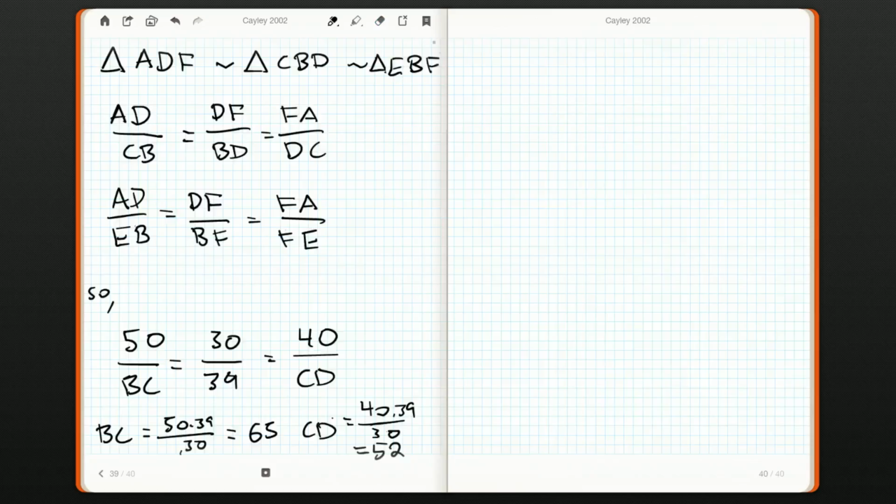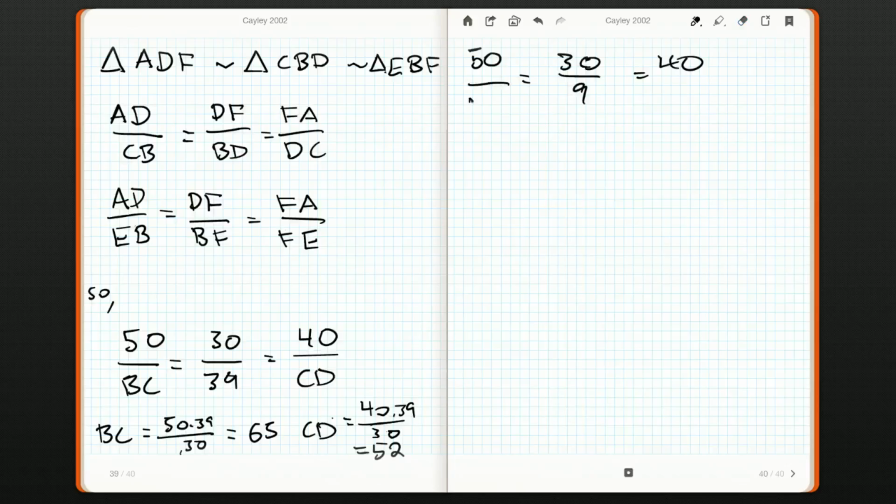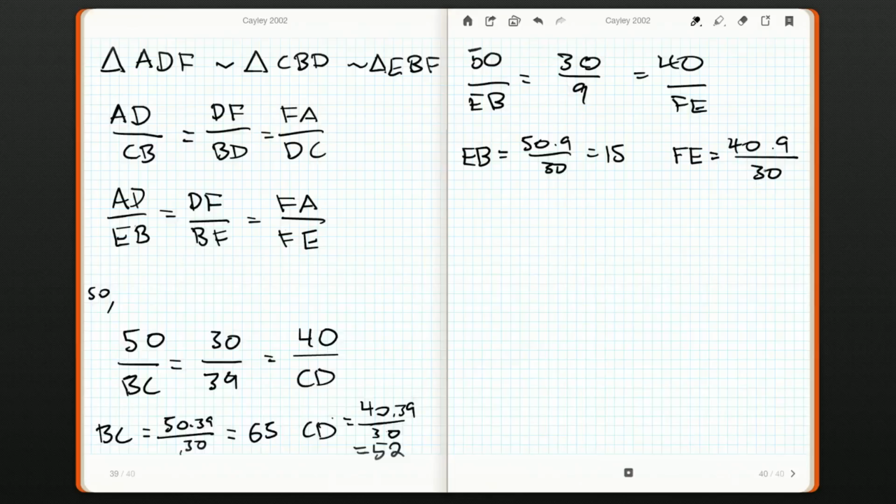So we were able to work out all these other lengths. Now let's work out, we know AD is 50. We have 30 and 40. And we know that BF is 9. So that means we can work out FE and EB. So EB will be 50 over 30 times 9. And that'll be 15. And FE, once again cross multiplying, we'll get 40 over 30 times 9. The 10s will cancel out. We'll have 4/3 times 9. 9 has a 3 in it. So it'll be 4 times 3, which is 12.